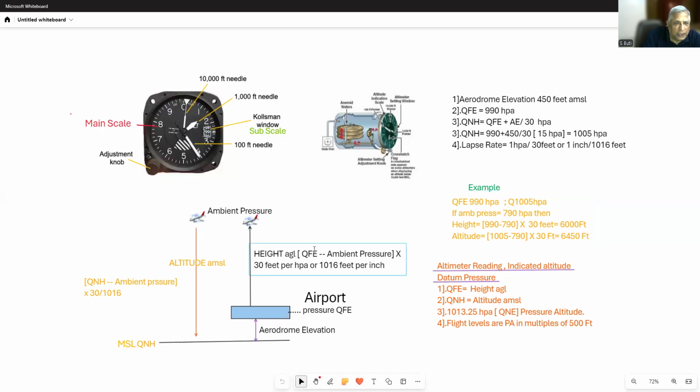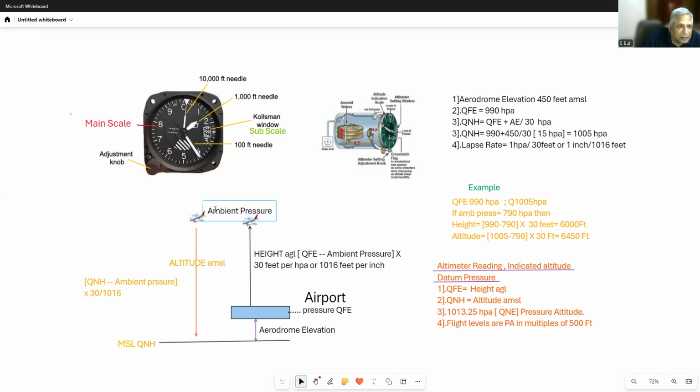If QFE at this aerodrome is, let's say, 990 millibars, and the aerodrome elevation is 450 feet, then the QNH will be more. How much more? QFE plus aerodrome elevation divided by 30. In this case, 450 divided by 30 will be 15, and my QNH becomes 1005 HPA. When I set that 1005 on the ground, my altimeter will show me so many feet above mean sea level, and the aerodrome altitude above mean sea level is called elevation.